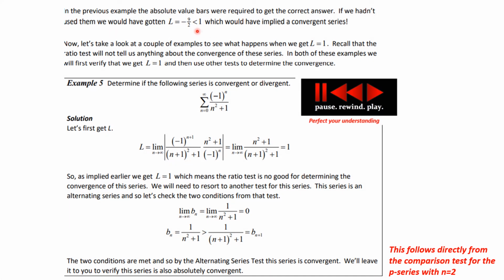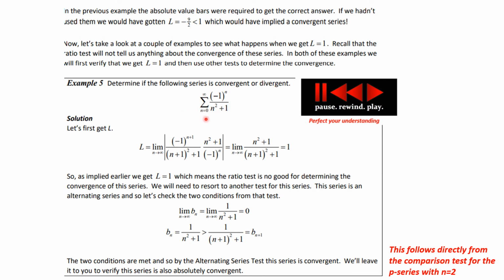Now notice that if we didn't have the absolute values, we would have had L equal to minus 9 over 2, which is less than 1, and that would have told us it's a convergent series. The wrong answer. Okay, so let's look at another example. In both of these next examples, it turns out L is equal to 1, but there are things to be learned from there. Okay, so determine if the following series is convergent or divergent.